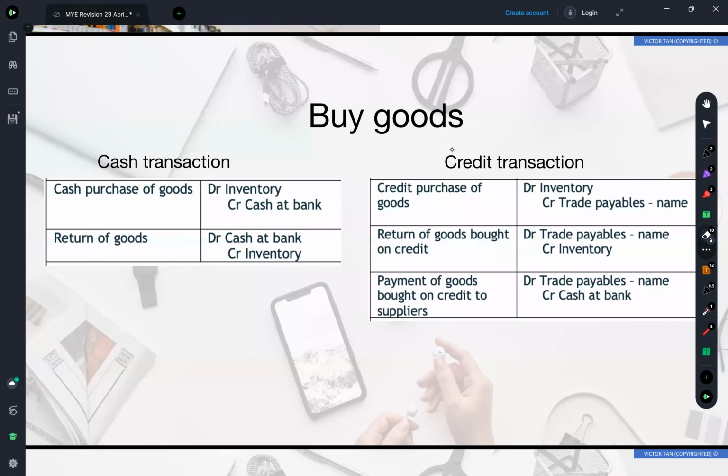All right, so I think this is quite straightforward, right? You buy goods, and there are two different kinds of transactions. One is a cash transaction, the other one is a credit transaction.